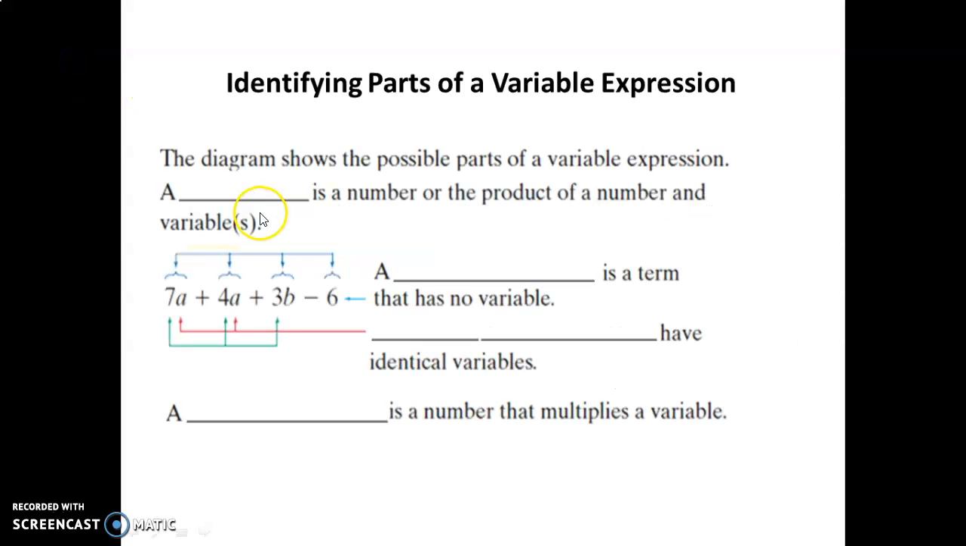So let's quickly review what terms are. A term is a number or a product of a number and variables. So down here, how many terms do you think you see? There are 4 terms. They are separated by addition or subtraction. A constant is the one that doesn't have a variable. Like terms have the same variables, identical variables. So if we're going to combine like terms, you can only combine the 7a and 4a and make it 11a. And the numbers in front of the terms are called coefficients.